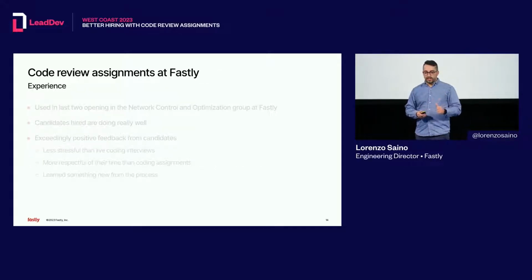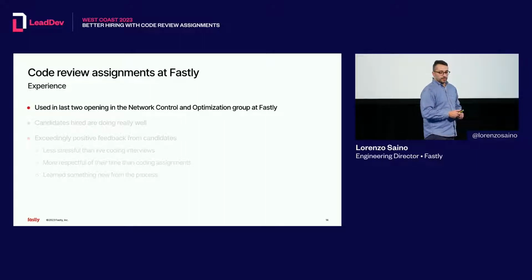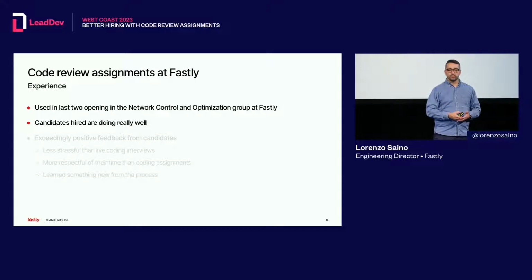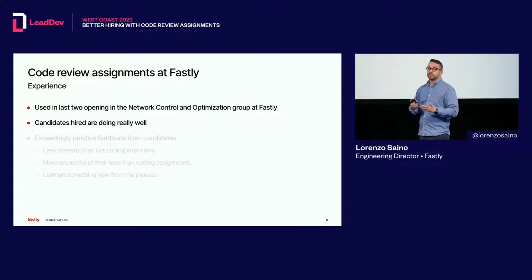So let me talk to you a bit about the experience of my group at Fastly. We used code review assignments for the last two openings in the network control and optimization group, which is the group that I got the privilege of serving. So far, the two candidates who were hired are doing really, really well. Now, I don't have enough data to claim any causal relationship between using code review assignments and having hired excellent candidates, but at least we don't have any negative correlation, which makes me a bit confident.